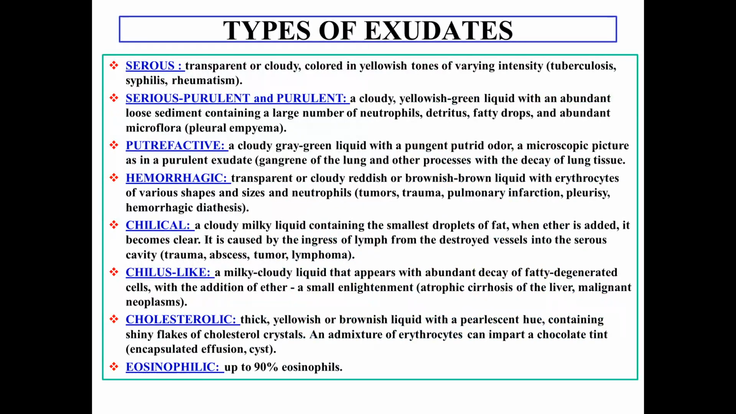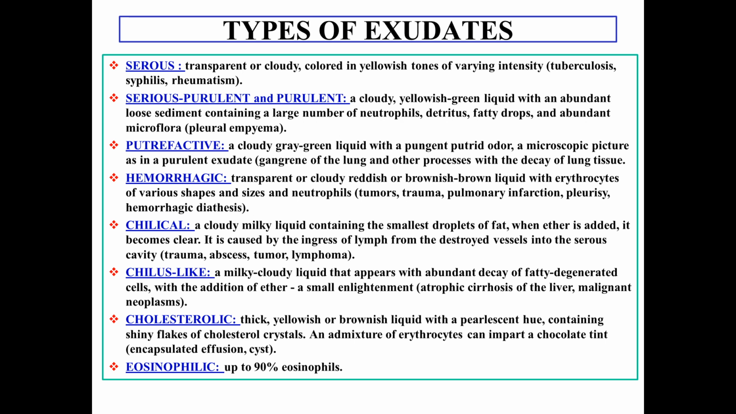blood serum. There are types of exudates: serous, purulent, putrefactive, hemorrhagic, chylous-like, cholesterolic, and eosinophilic. It depends on etiology. Serous, for example, transparent or cloudy, colored in yellowish tone of various intensity, mostly belongs to tuberculosis, syphilis, rheumatism, whereas the purulent represents pleural empyema. Putrefactive sometimes may represent gangrene of lung tissue.